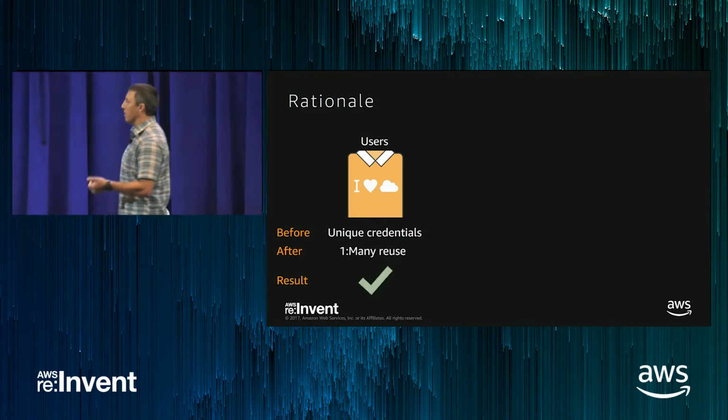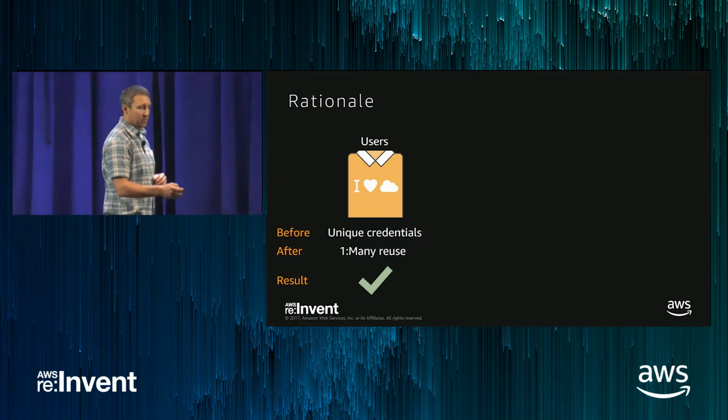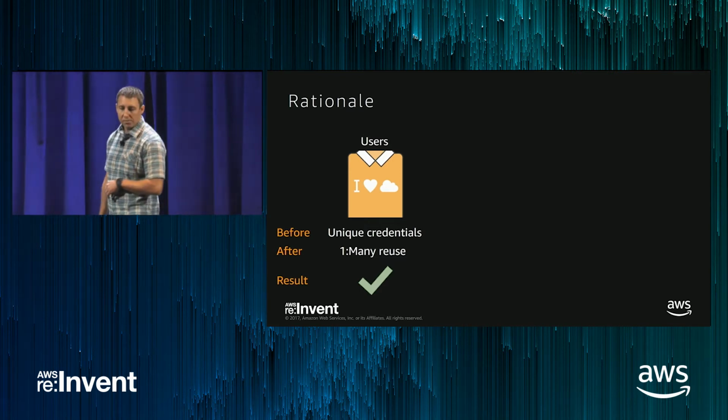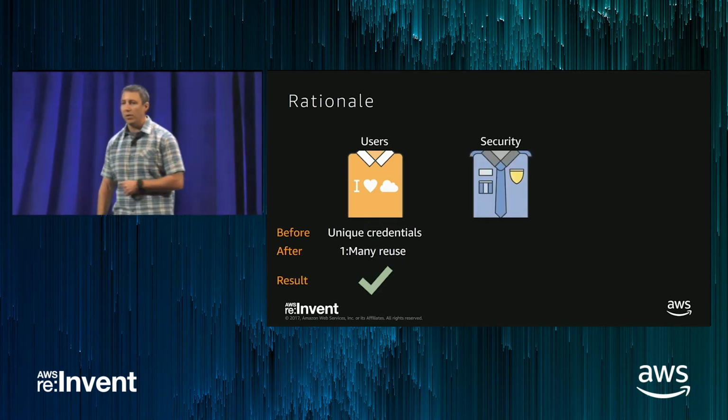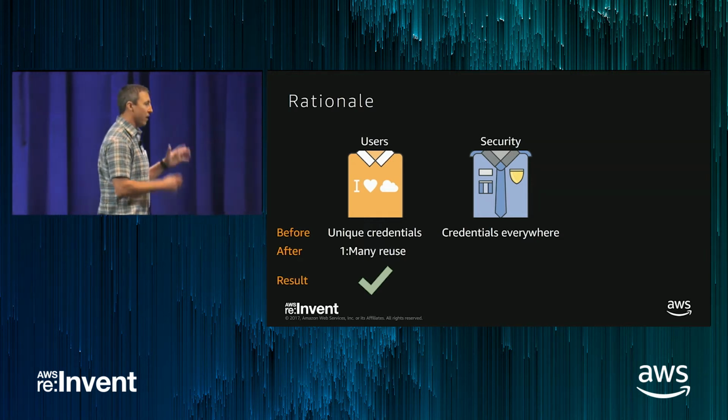In a world without federation, they've got unique credentials everywhere. We all know that pain. It's 2017. We don't need to berate it anymore. With federation, they get one-to-many reuse. The next is the security department, right? Especially in this day and age. Without federation, we've got kind of credential sprawl.